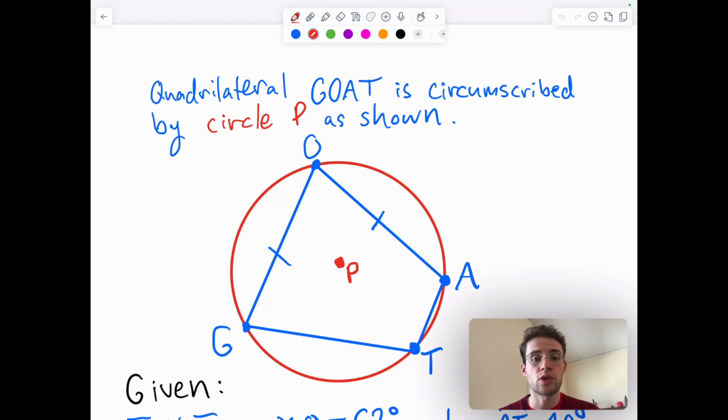Here we have a quadrilateral GOAT that is circumscribed by circle P. So you can see the quadrilateral here, and it's circumscribed, meaning all the points are going to be extended as far as they can in the circle. They're all points on the circle.